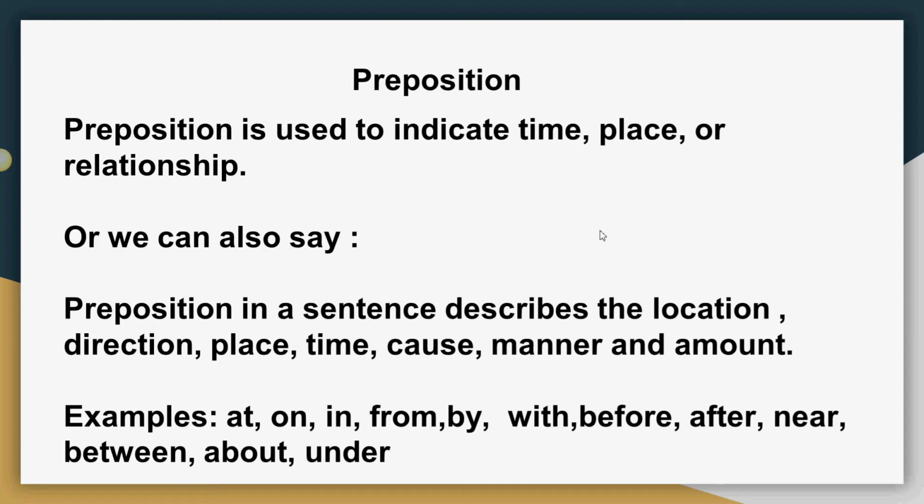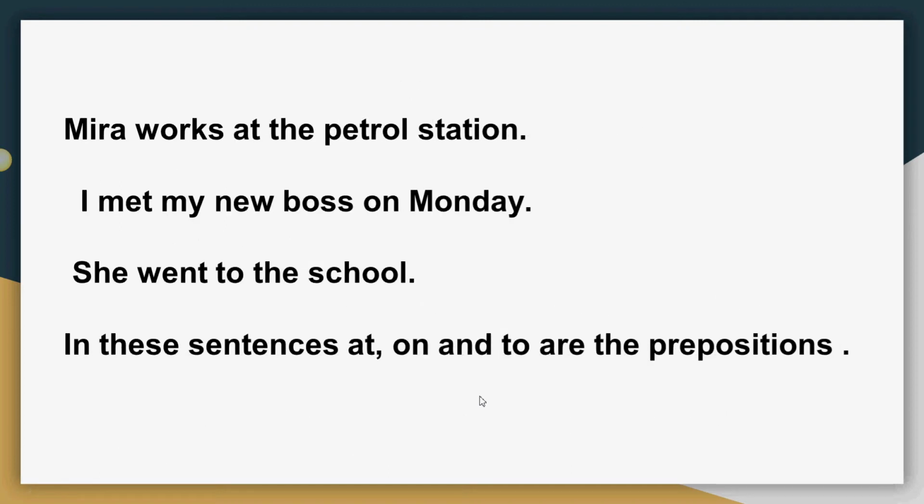Examples are at, on, in, from, by, with, before, after, near, between, about, under. So a preposition in a sentence describes the location, direction, place, time, cause, manner and amount, right? A preposition almost always comes before a noun or pronoun, and that is why it is called a preposition. Let us look into the following sentences.